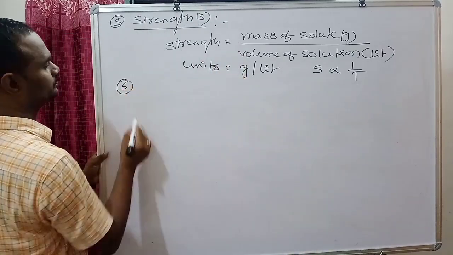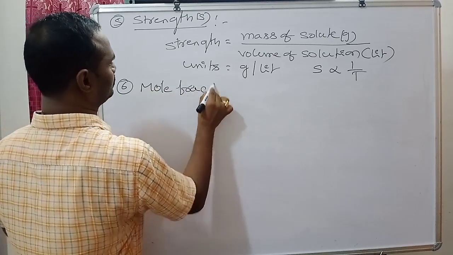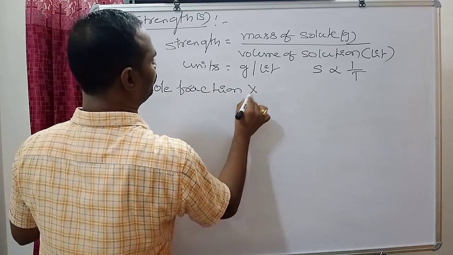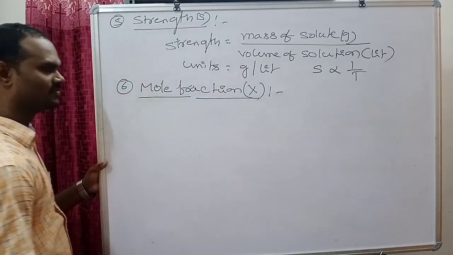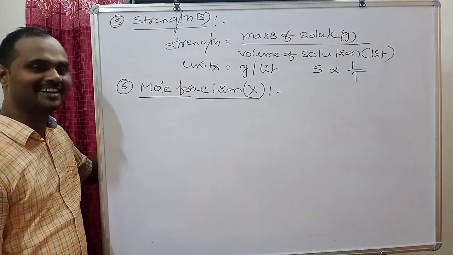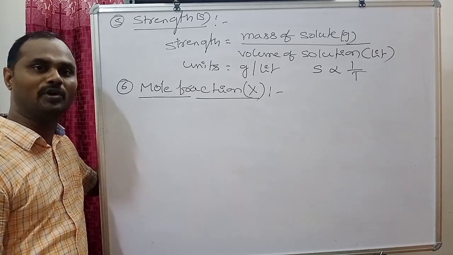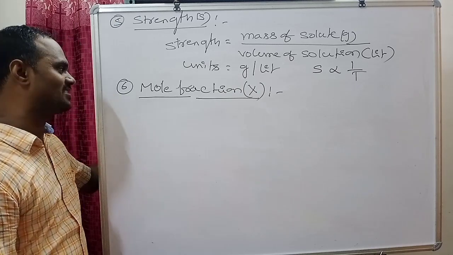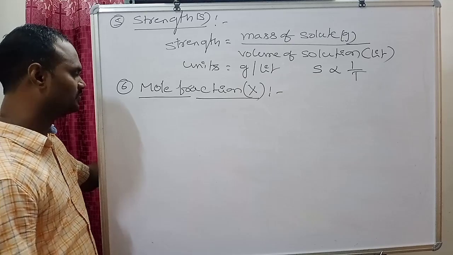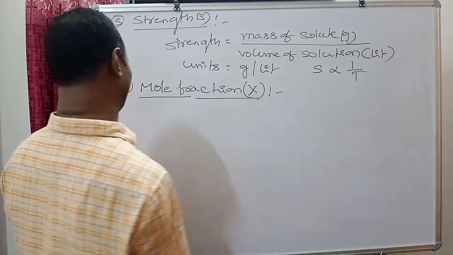Next one, mole fraction. Mole fraction symbol is X or chi. Mole fraction is the relative ratio of the number of moles of one component to the total number of moles of the solution.